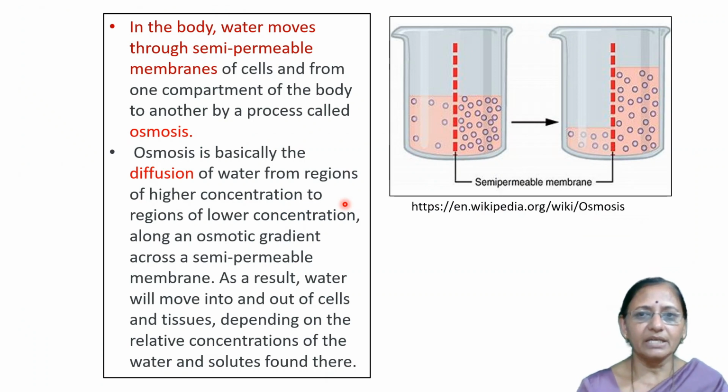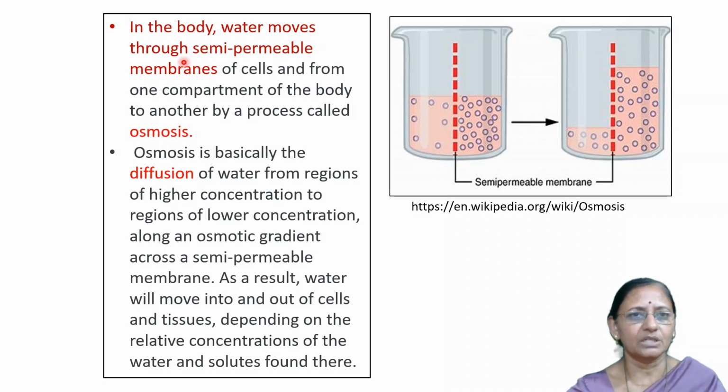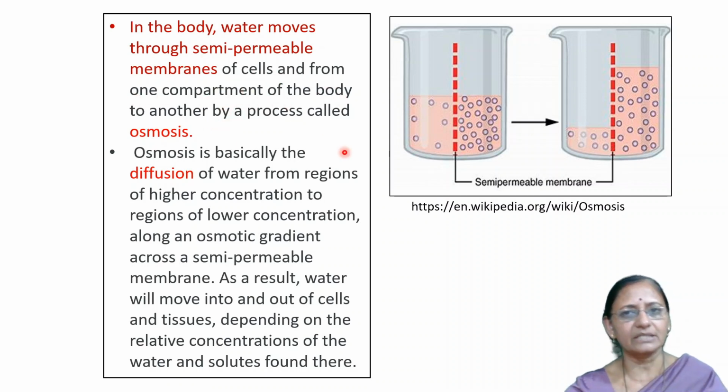Now, how do these exchanges occur? It is because of osmosis and because of diffusion. In the body, water moves through the semi-permeable membrane of cells and from one compartment of the body to another by a process called osmosis.